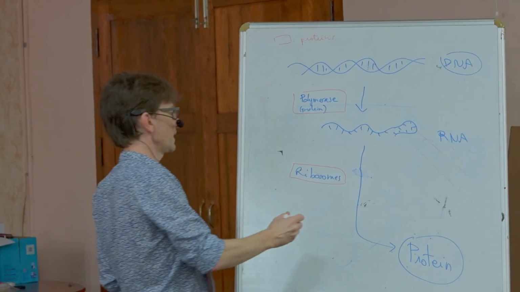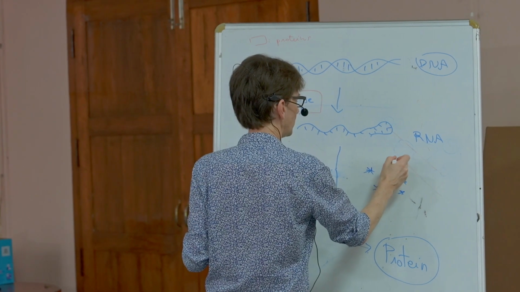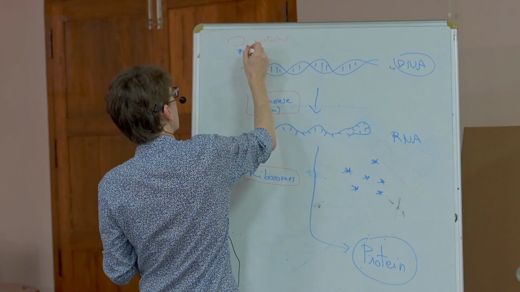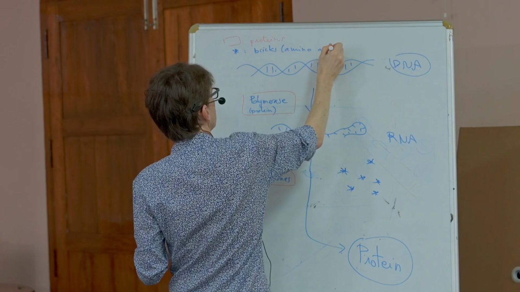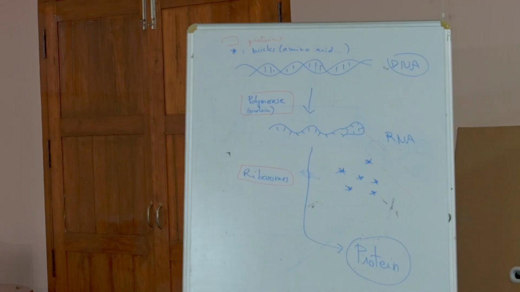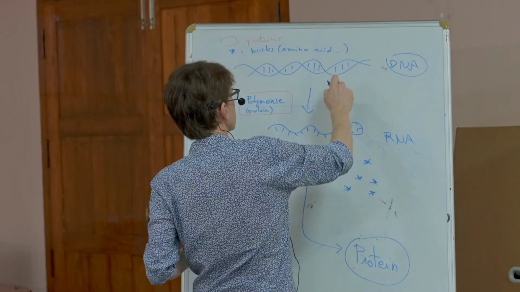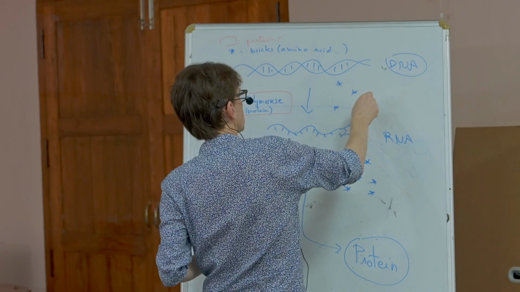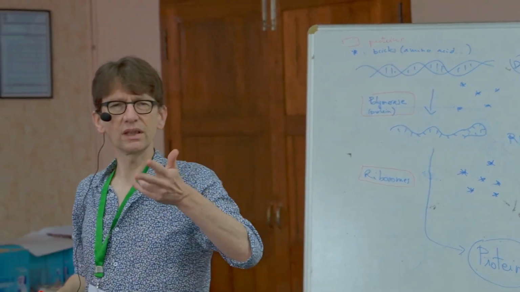So we need bricks, amino acids. There are 20 different amino acids. So these are different bricks. We need some bricks. We need the precursors to make the RNA. These are other bricks. So we need some proteins, we need some bricks. And what is the third element that is quite important if we want to make it work?